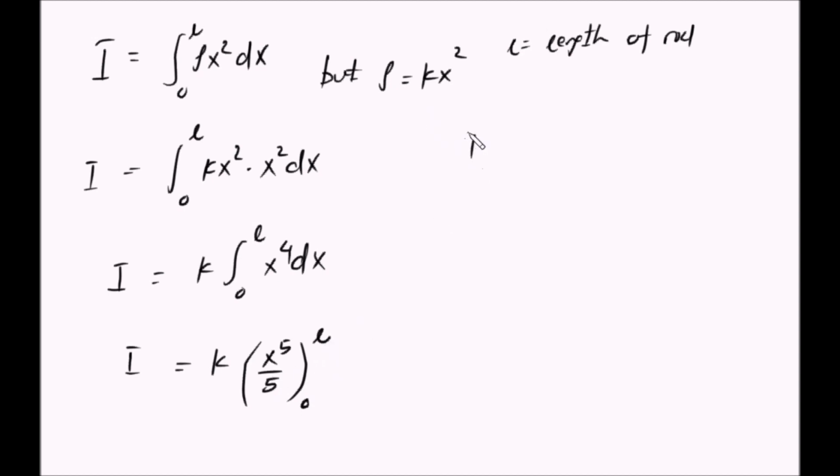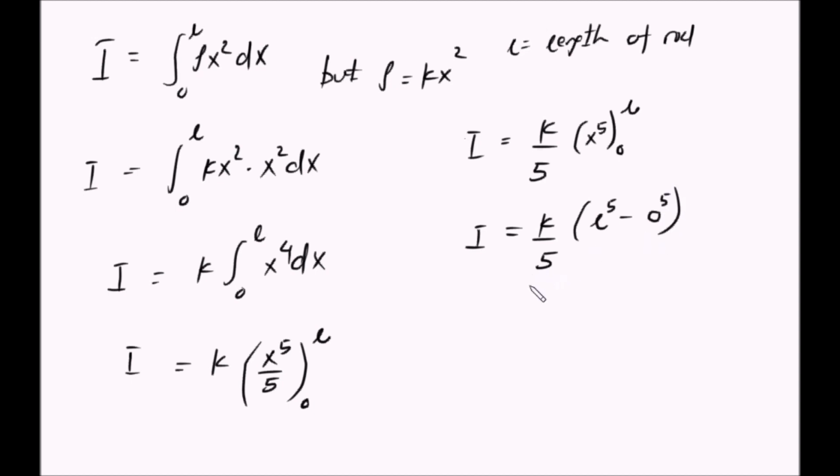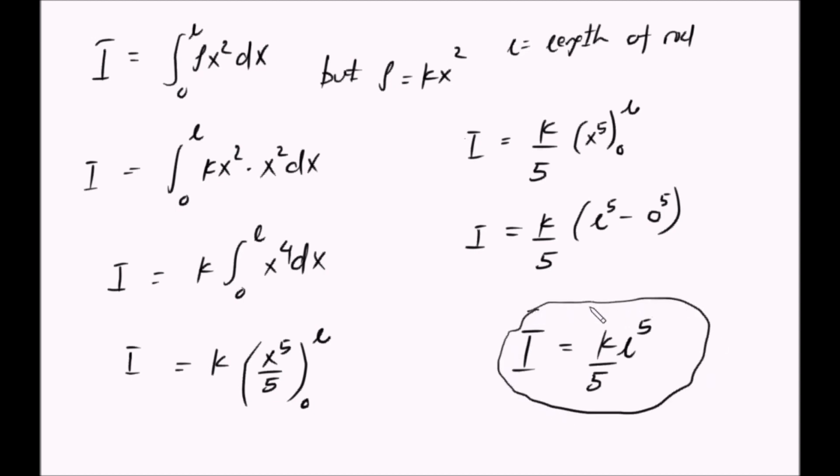5 is constant, itoe nje pia. It's just k over 5 x power 5 from 0 to L. Kwa hiyo I itakuwa sasa na k over 5. So we're gonna have L power 5 minus 0 power 5. So I now is gonna be equal to k over 5 L power 5. Sasa hili jibu langu hili sio jibu langu la mwisho, because K inabidi ni eliminate K. Hawezi weka jibu lenye K. So ni eliminate K.